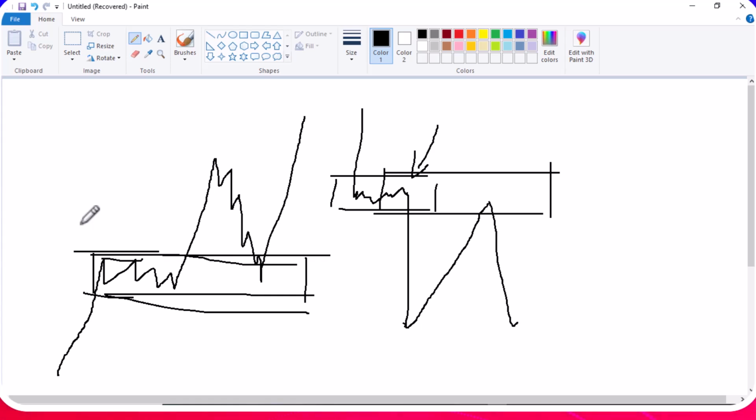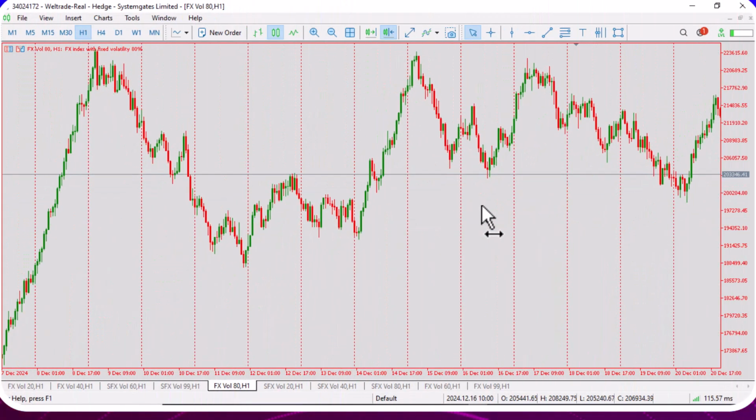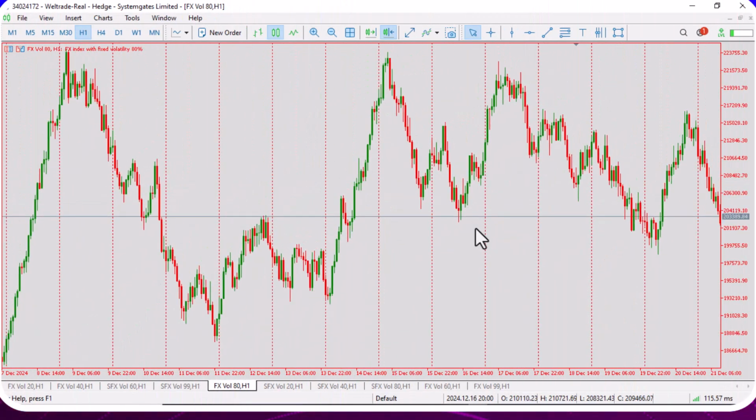With that thought, with that reasoning, let's go back to our MT5, and we are going to be looking at the FX volatility 80, which is on the H1, and the WellTrade broker.